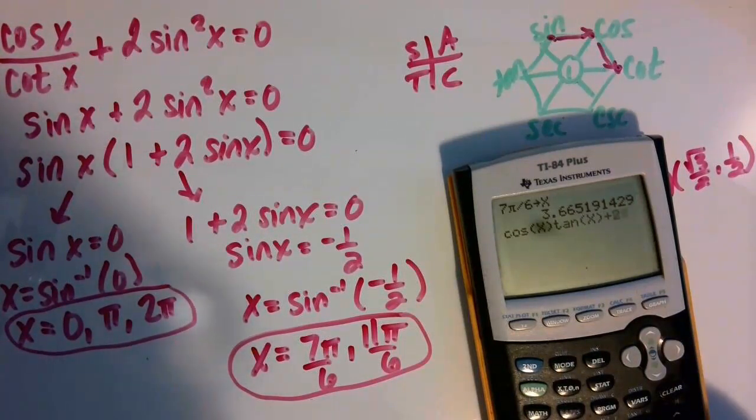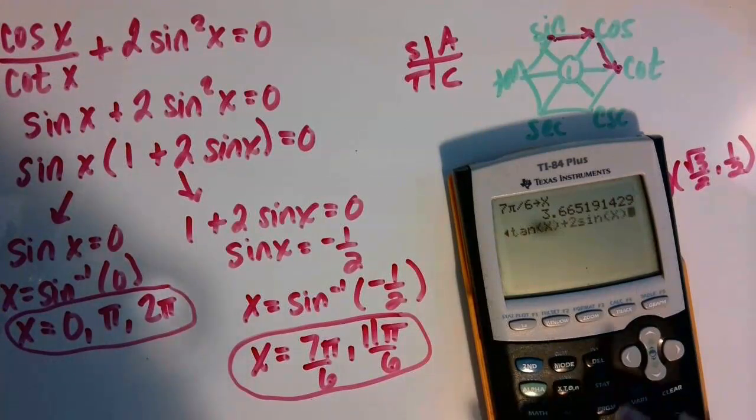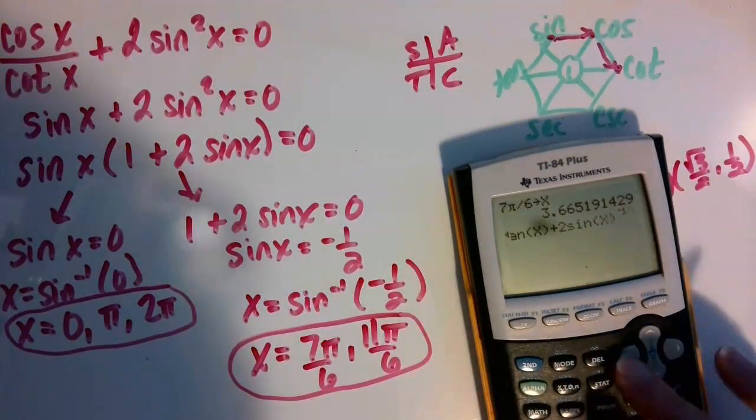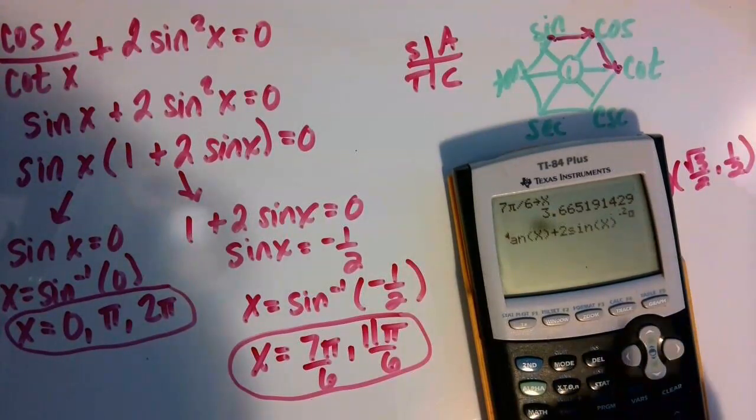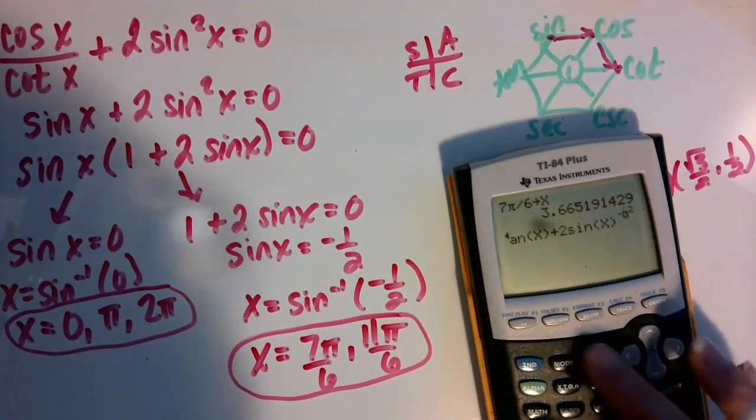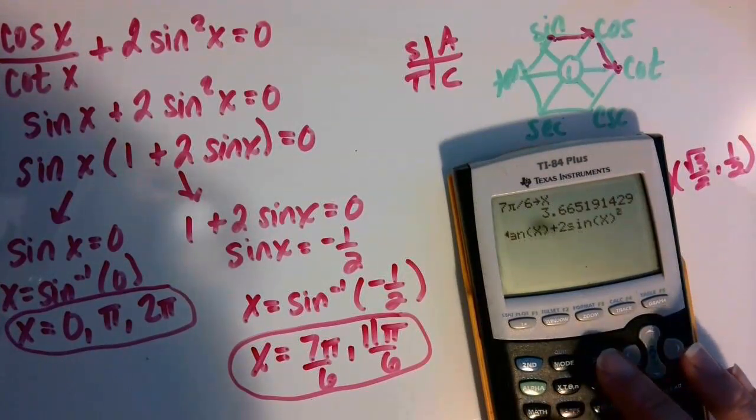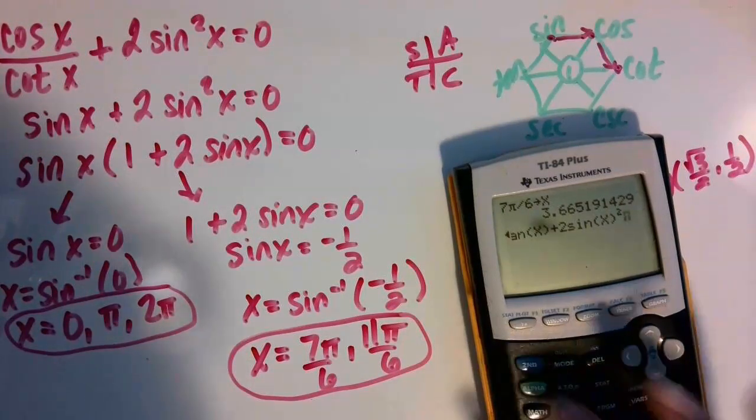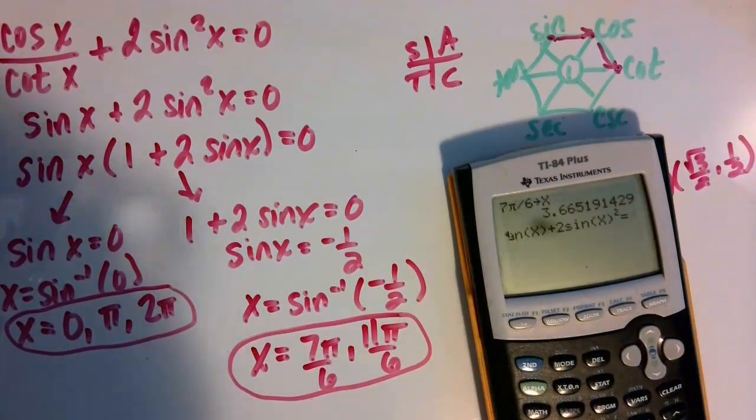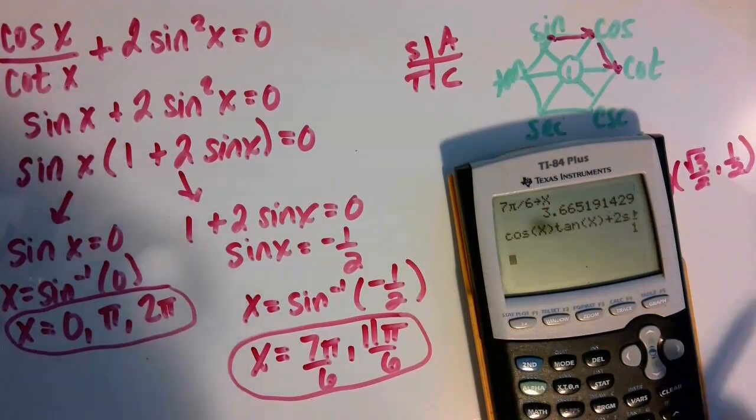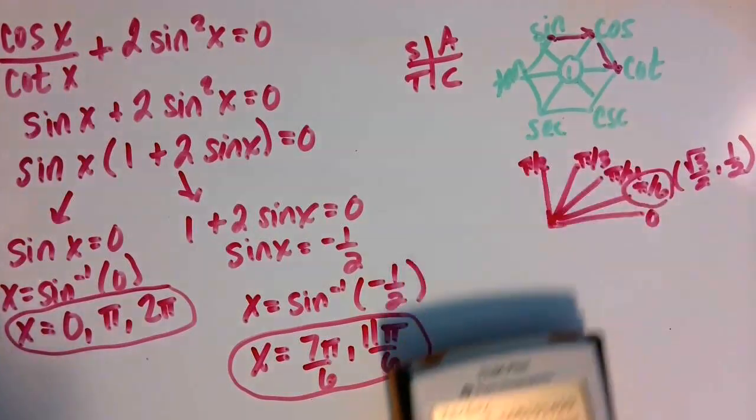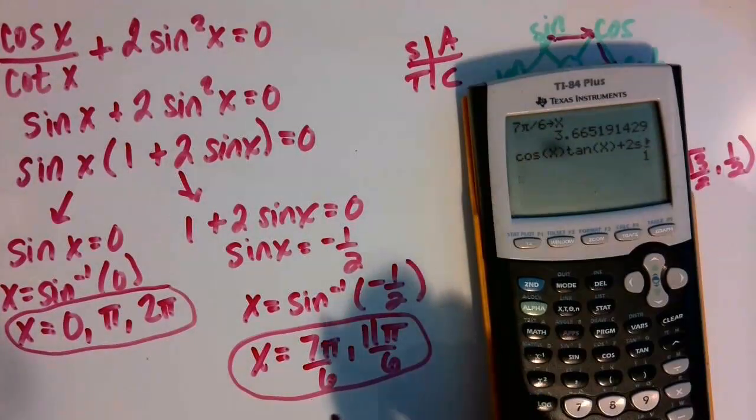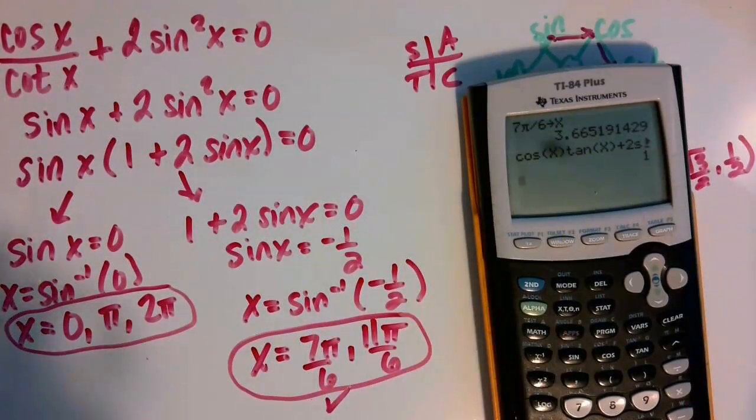That's plus 2 sine of x, whoops, sine of x squared. Hit the wrong button there. And that's going to be equal to 0. And then we'll press enter. We get back a 1, so we see that that answer 7 pi over 6 checks.